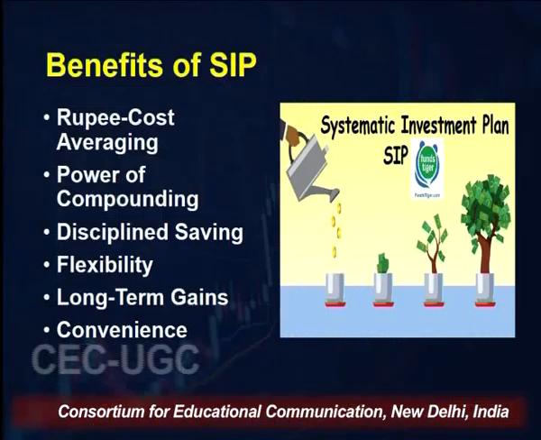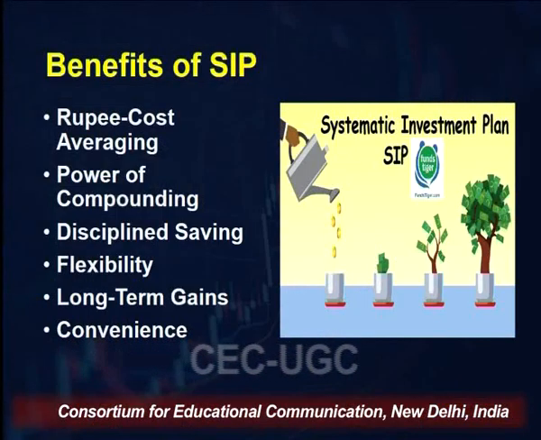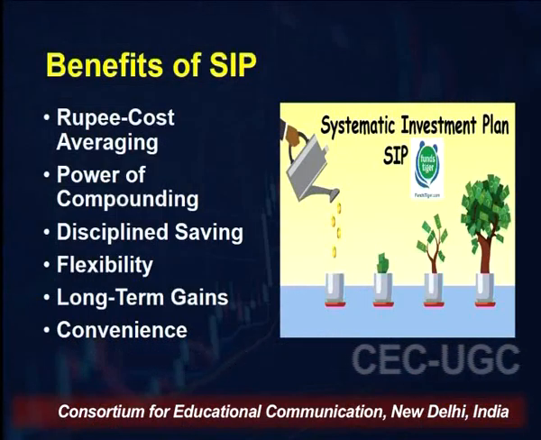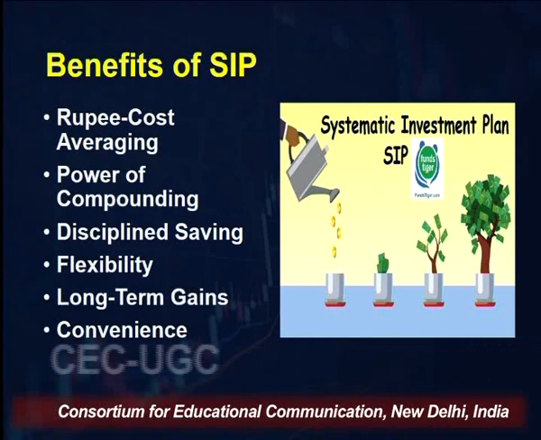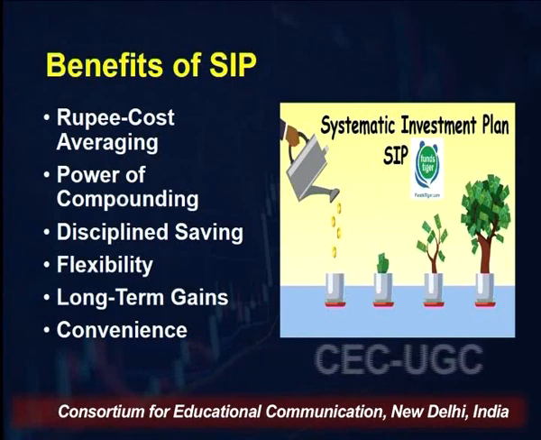As I've been discussing with you the benefits in the course of my discussion on SIP: rupee cost averaging. When I say rupee cost averaging, it means that you get an average. When I was saying you are investing at the top of the market, you are investing at the bottom of the market, you are investing at all times, because the market never remains static. When I say market, I mean stock market. Stock market never remains static.